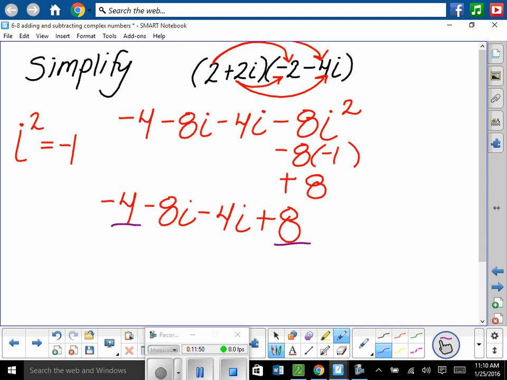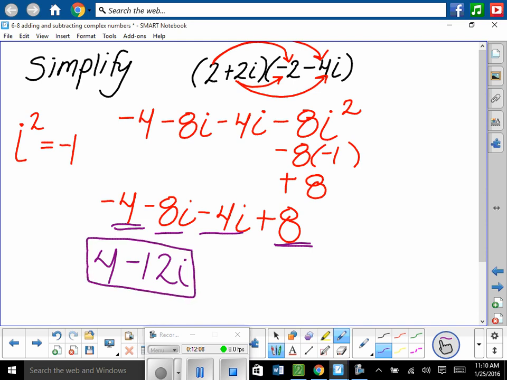Okay, let's be really careful. Let's think about it again. So I want you all to think about it again. What's -4 plus 8? 4. Right, everybody? And then what's -8i plus -4i's? -12i's. Very good. Did everybody see how to do that one?